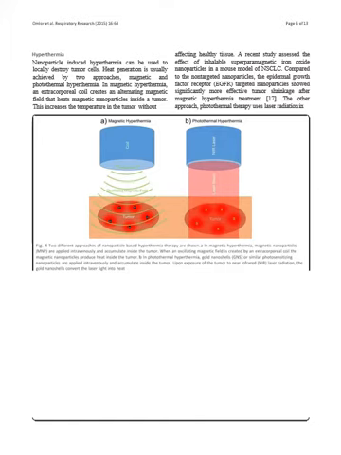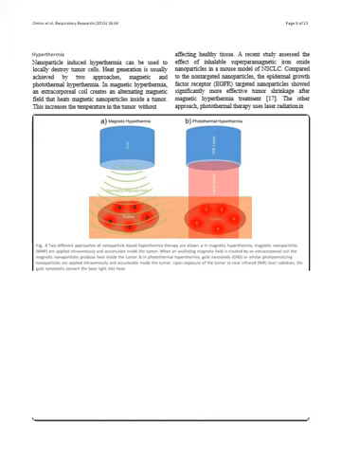Hyperthermia. Nanoparticle-induced hyperthermia can be used to locally destroy tumor cells. Heat generation is usually achieved by two approaches, magnetic and photothermal hyperthermia. In magnetic hyperthermia, an extracorporeal coil creates an alternating magnetic field that hits magnetic nanoparticles inside a tumor. This increases the temperature in the tumor without affecting healthy tissue.